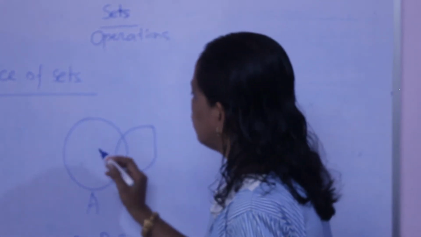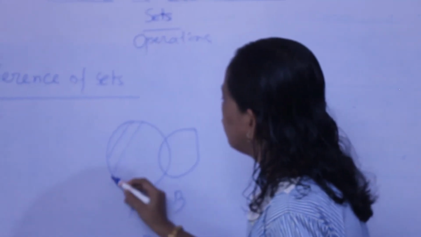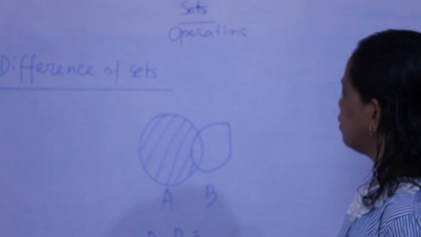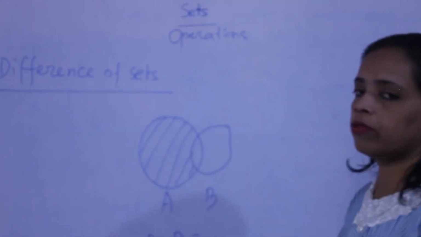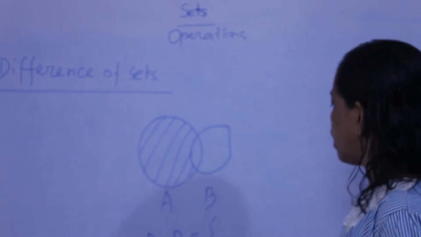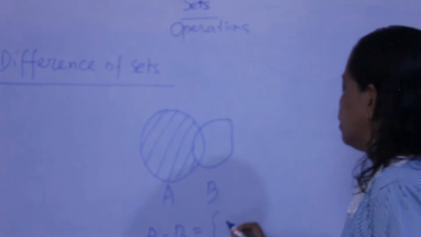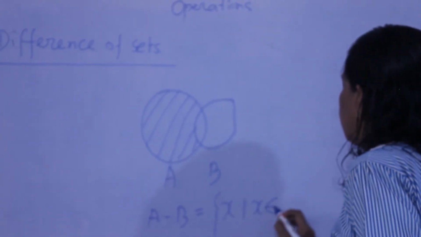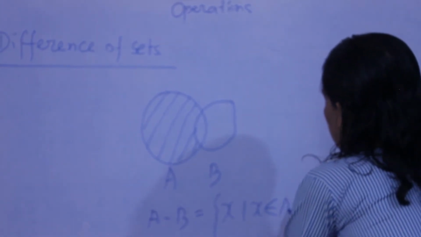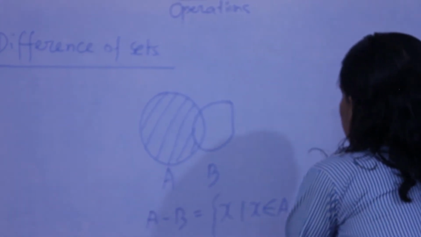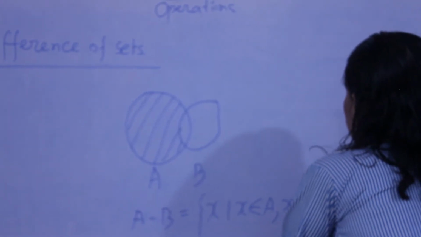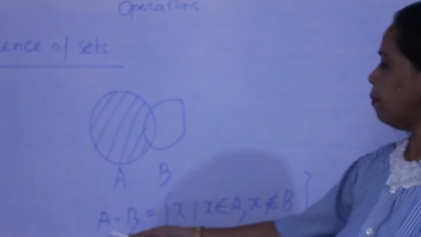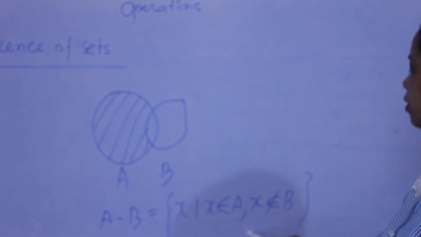So which portion is this? The elements present in A, not in B. So this shaded part is the difference of sets. So in set notation I will explain here like this: x such that x belongs to A but x does not belong to B. So this is the A difference B. This notation will be written like this.